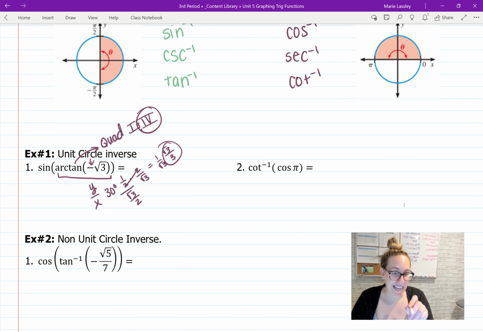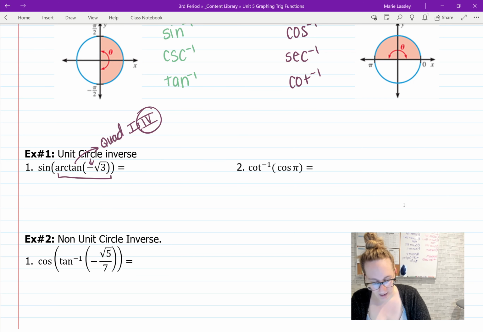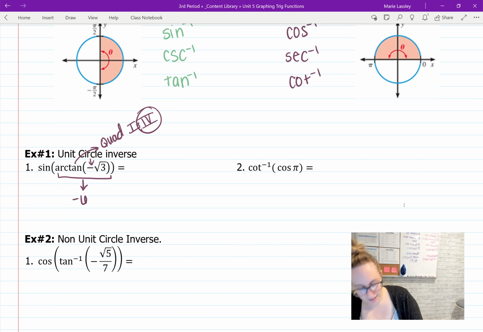So that tells me that 30 degrees is not the angle that I'm looking for because it doesn't have the right tangent value, which means by default, the only other angle that has the square root of 3 in it is 60. So that means that arctan negative square root of 3 is going to be negative 60 degrees by default. All right, so this is negative 60 degrees.